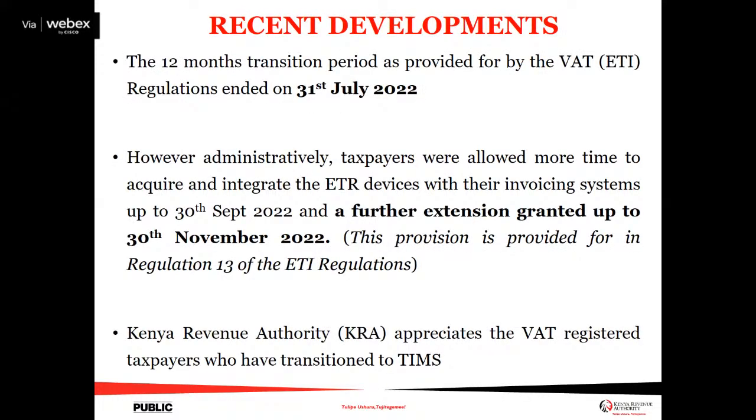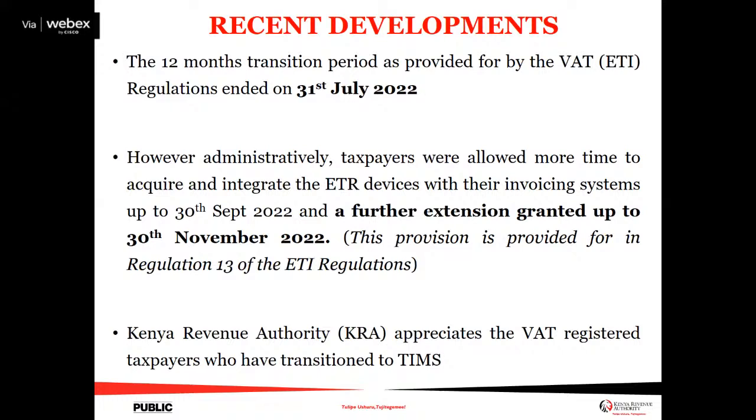So what are the recent developments? The 12 months transition period provided by the VAT regulations that we've just talked about ended on 31st of July of this year. However, administratively, since taxpayers were having a few issues with the transition, they were allowed more time to acquire and integrate the ETR devices with their invoicing system up to 30th December initially, and now a further extension granted up to 30th of November 2022. So before I proceed, I just kindly remind us the deadline is 30th of November 2022.